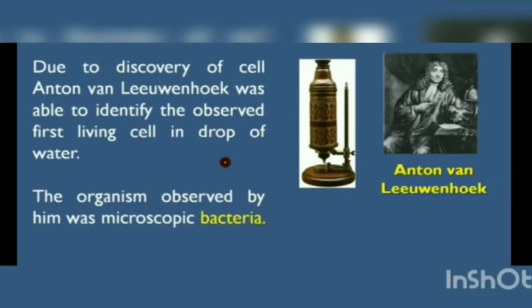How could he discover the cell? It must have been by using a powerful instrument. And who made this powerful instrument? The man was Anton van Leeuwenhoek. This is the man and this is the instrument called the microscope. By using this instrument, the cell was found. In a drop of water, he found a living cell. Do you know what that cell was? That cell was a microorganism called microscopic bacteria.